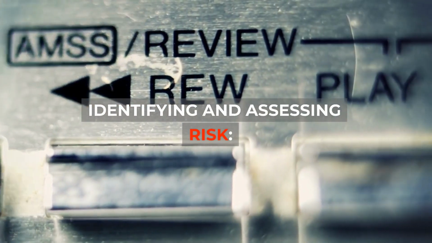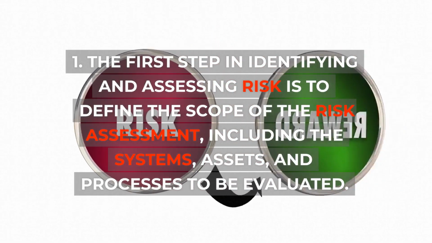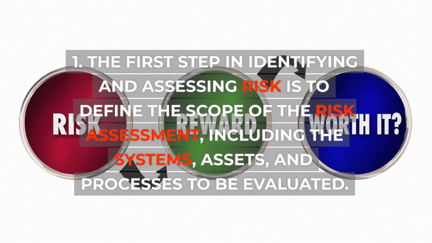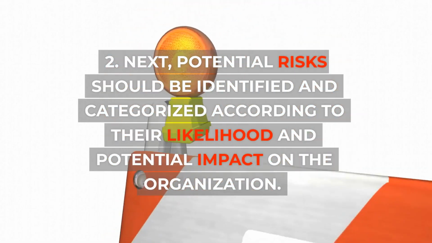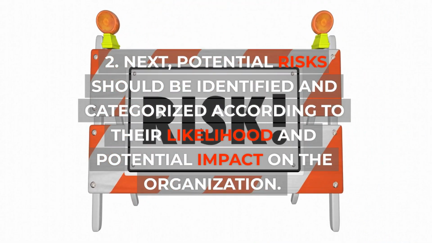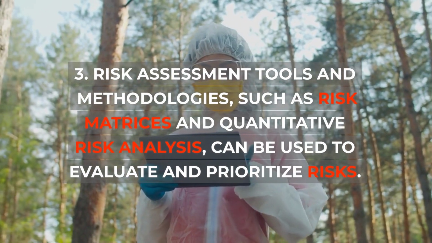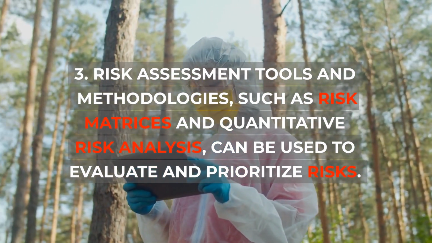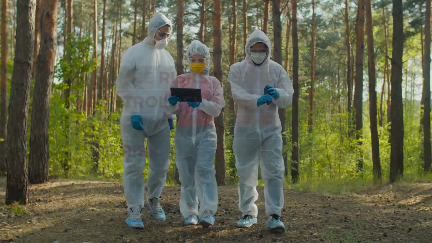Identifying and assessing risk. 1. The first step in identifying and assessing risk is to define the scope of the risk assessment, including the systems, assets, and processes to be evaluated. 2. Next, potential risks should be identified and categorized according to their likelihood and potential impact on the organization. 3. Risk assessment tools and methodologies, such as risk matrices and quantitative risk analysis, can be used to evaluate and prioritize risks.